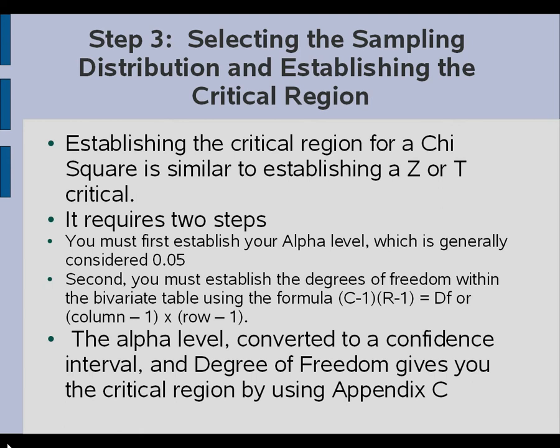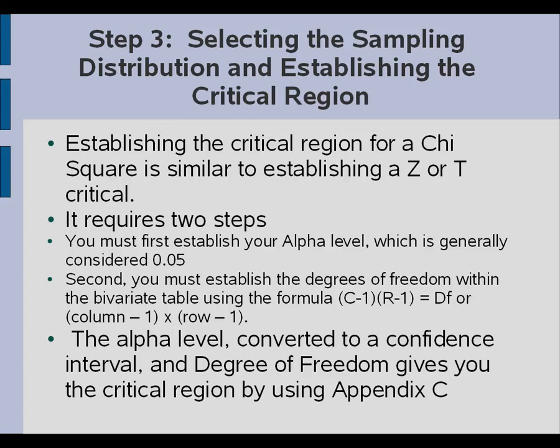Step 3. Selecting the sampling distribution and establishing the critical region. Establishing the critical region for a chi-square is similar to establishing a Z or T critical. It requires 2 steps. You must first establish your alpha level, which is generally 0.05. Second, you must establish the degrees of freedom with the bivariate table using the formula C-1 times R-1, which would equal the degrees of freedom.